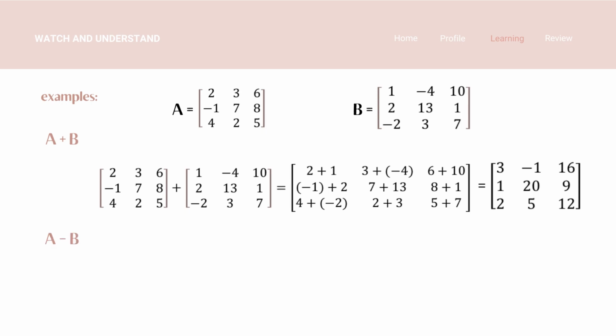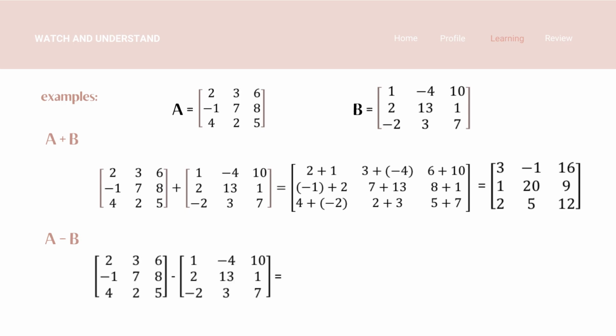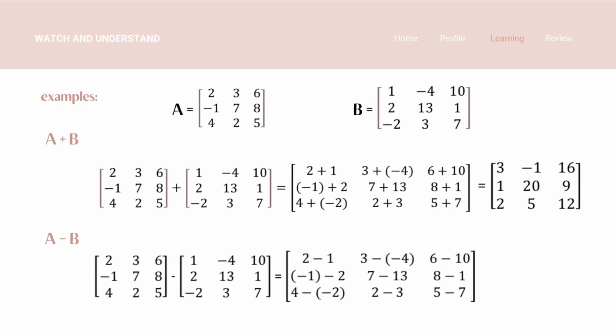How about solving the difference between A and B? The rule in matrix addition is the same in matrix subtraction, meaning the numbers of rows and columns must be the same when adding or subtracting the matrices as well. Now, A and B have the same order, so you can proceed to subtract them.